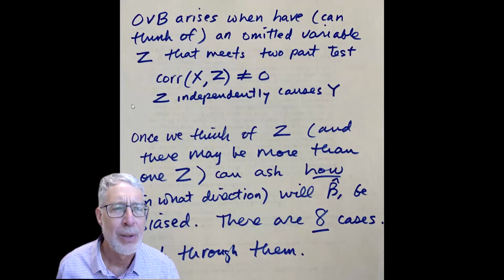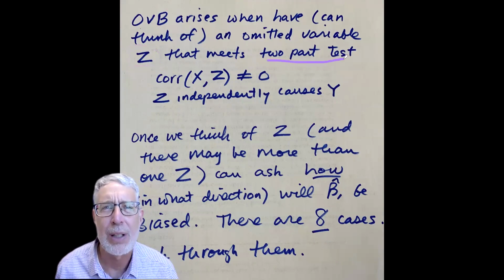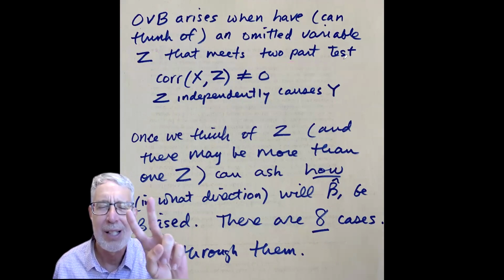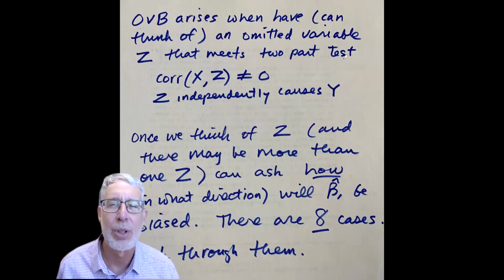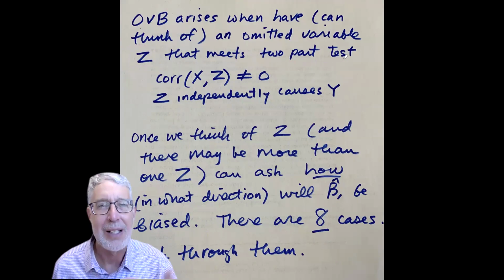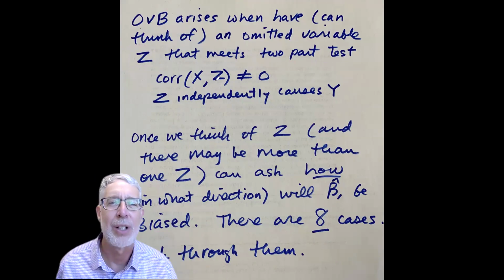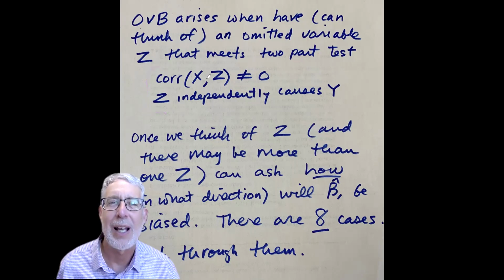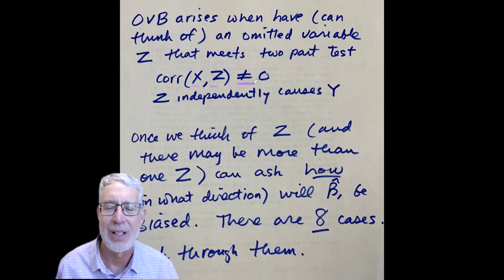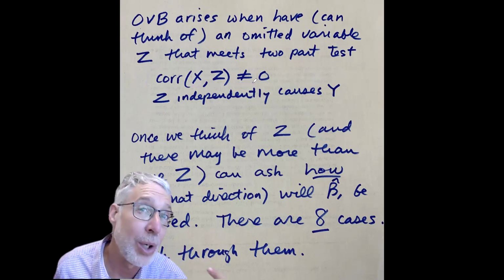Omitted variable bias can arise when we have a candidate omitted variable. We'll call it Z. So whenever we can imagine or think about an omitted variable that meets a two-part test, it has to satisfy two conditions, two assumptions about this Z that we think about based on our contextual knowledge of the situation. In this case, the specific situation is how education affects earnings. And this two-part test is that this Z variable has to be correlated with X, so it can't be a zero correlation. The correlation between X and Z is not equal to 0, so it could be either a positive correlation or a negative correlation.